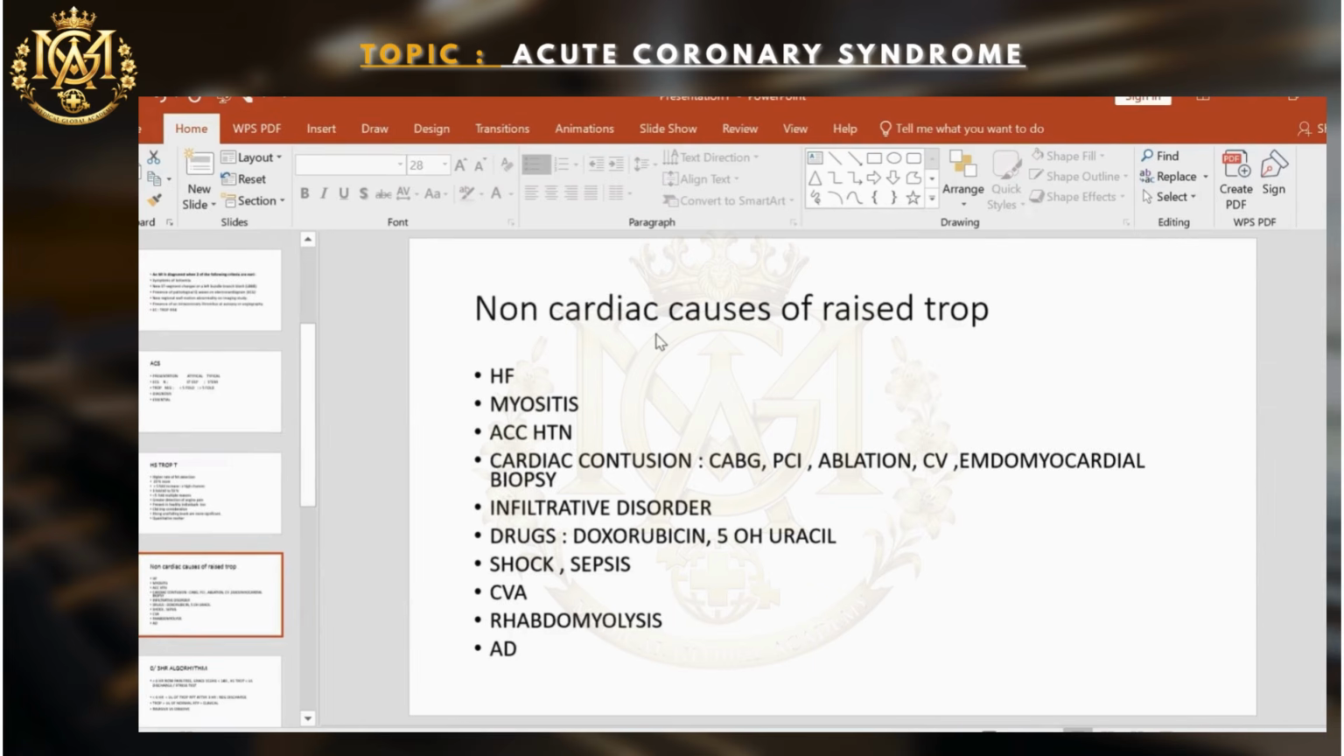So what are the non-cardiac causes of raised troponin T? Patients with heart failure can have a raised troponin T. Patients with myositis, patients with accelerated hypertension, especially when it is causing heart failure, hypertensive heart failure, cardiac contusion or cardiac injury because of any reason. So a post-MI patient will have a raised troponin T. If the patient has undergone PCI, they will again have a raised troponin T. If the patient is undergoing ablation therapy for atrial fibrillation, ventricular tachycardia, ventricular arrhythmias or supraventricular tachycardias, then again you can find the raised troponin T.